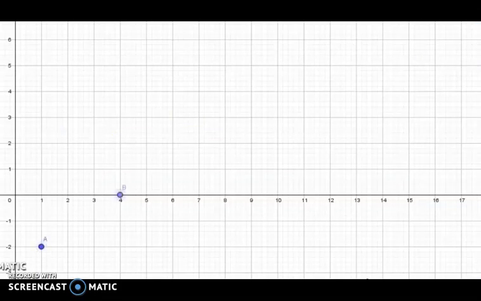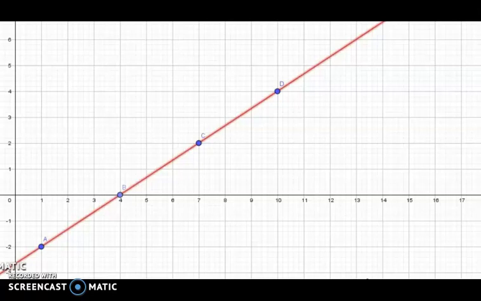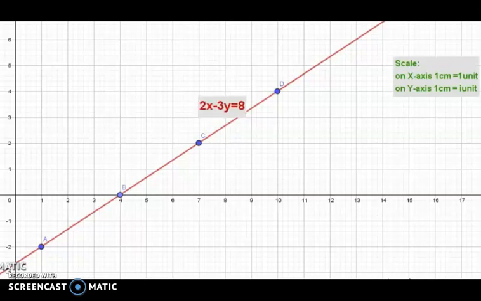For the first straight line, let us plot the points which we have just got and join them to get a straight line. We need to write the scale, children. So let us write the scale. On the x-axis 1 centimeter is equal to 1 unit, and on the y-axis 1 centimeter is equal to 1 unit.